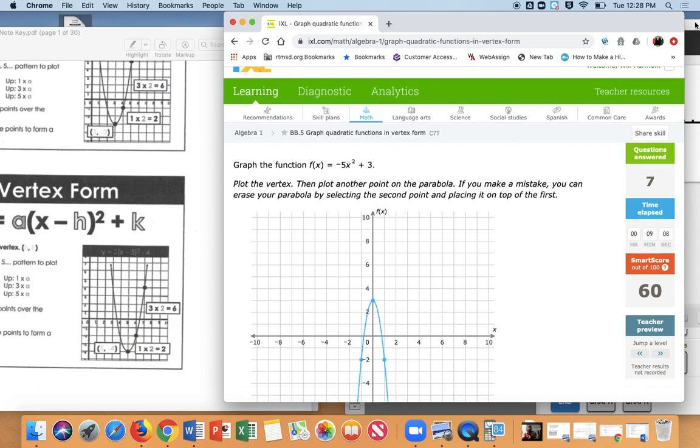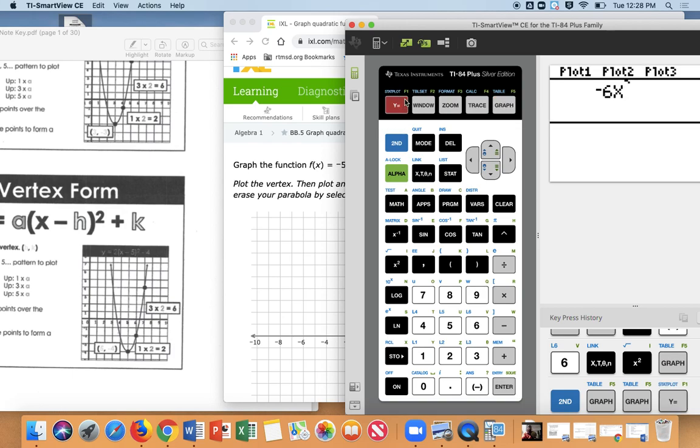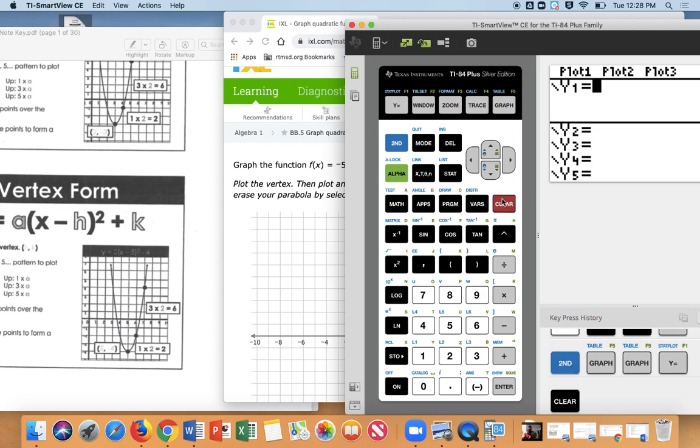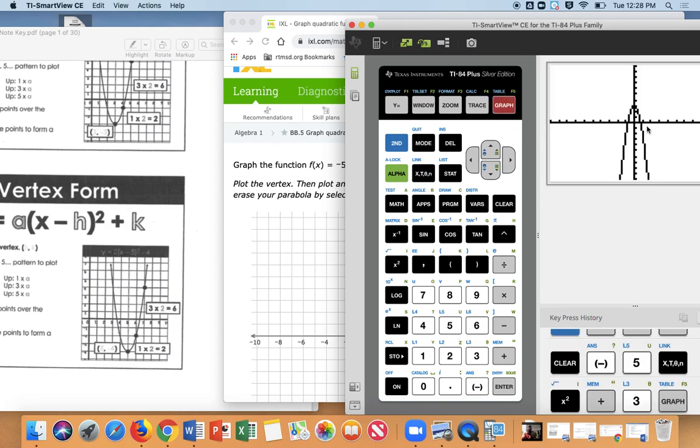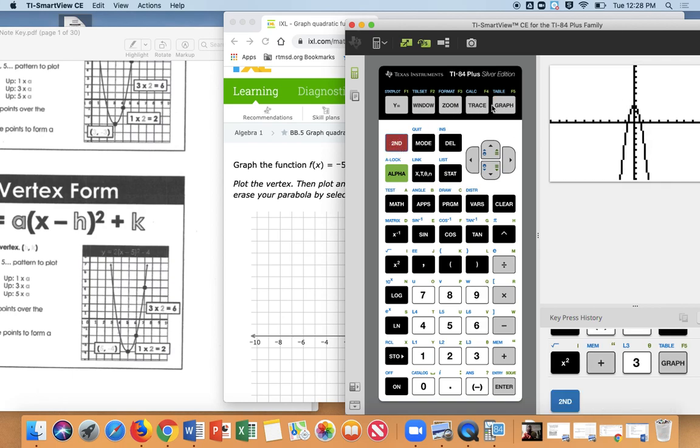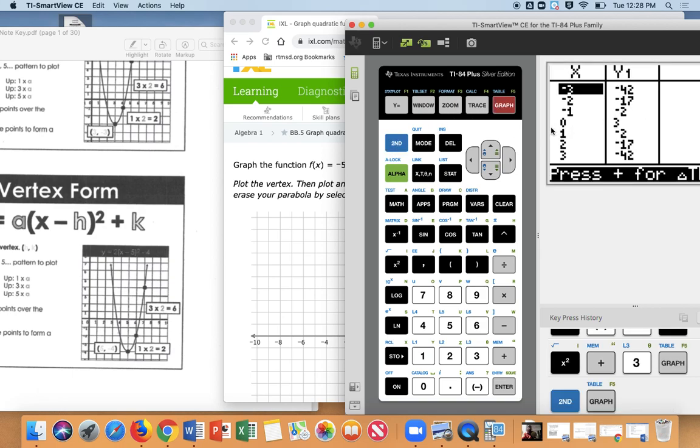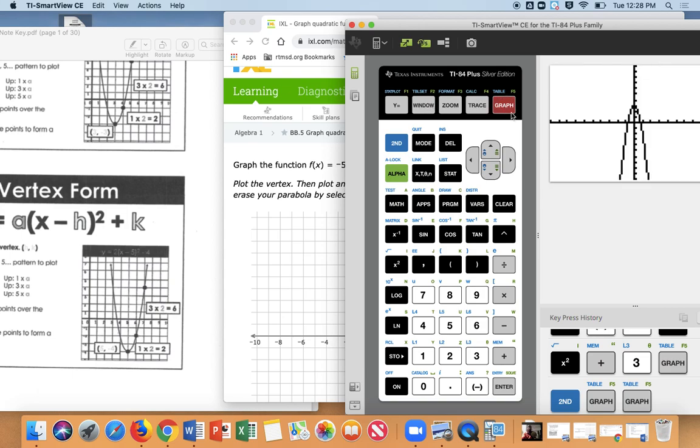Again, if you're really struggling with it, you can always come here. You can hit y equals, type in negative 5x squared plus 3. You can graph it, get an idea of what it looks like, and then you can go to your table and pick points out of here. Remember, you have to find out what your vertex is in this case. So your vertex here is that point.